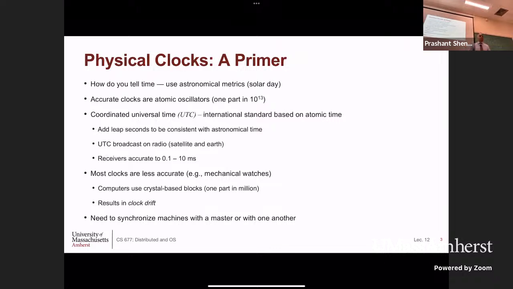Today you don't necessarily use the movement of the sun to tell time. You use atomic clocks, or properties of atoms and how they behave, in order to tell time. And those clocks are extremely accurate. They are accurate to 1 part in 10 to the 13, which means you might lose a second every tens of thousands of years. So they're extremely accurate, and that's what we are going to use for time.